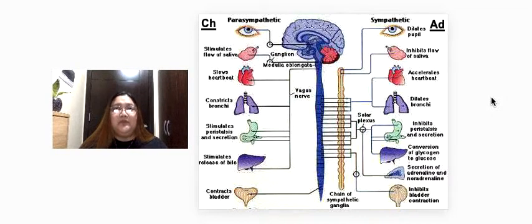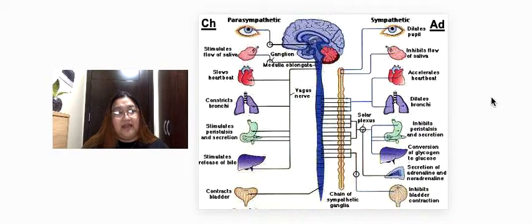That's why when you encounter a cholinergic drug, basically what does it do to the eyes? It constricts the eyes. On the other hand, if you encounter an adrenergic drug, what does it do to the pupils of the eyes? It dilates the eyes, okay? The second organ is your salivary glands. So, parasympathetic, what does it do to our salivary glands? It stimulates the saliva to flow. It's normal functioning. We produce saliva.